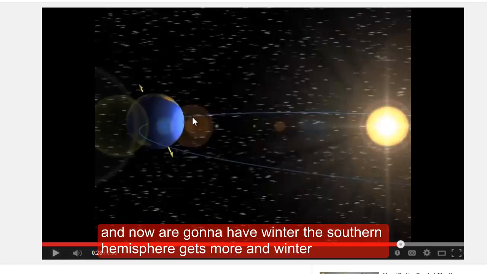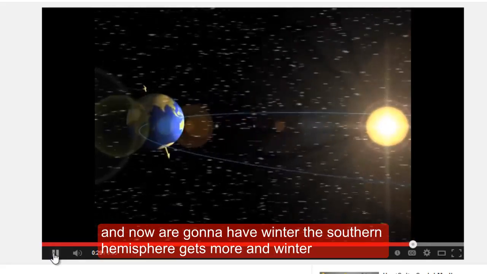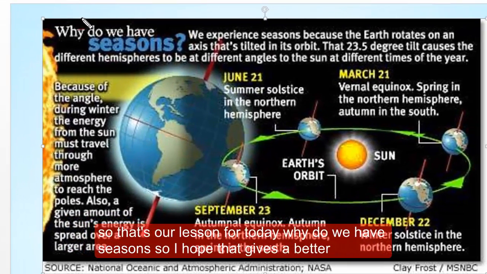And now we're going to have winter. The southern hemisphere gets more. And winter. So that's our lesson for today. Why do we have seasons?